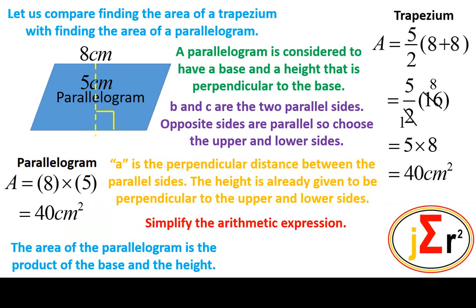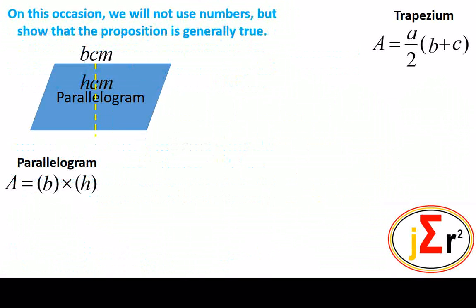We therefore receive 40 square centimeters for our area, which is the same as what we have when we consider this parallelogram to be a trapezium. On this occasion, we will not use numbers, but show that the proposition is generally true, that the parallelogram is also a trapezium.